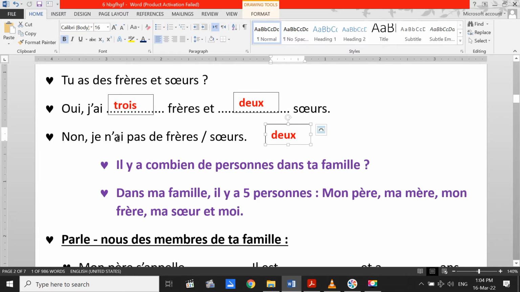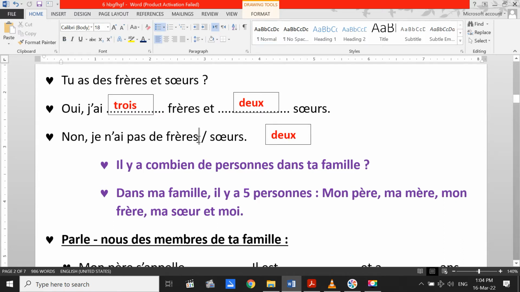Non, je n'ai pas de frères. If you don't have brothers or sisters, you can say non, je n'ai pas de frères. I don't have any brother, or I don't have brothers. Or if you don't have sisters, you can say je n'ai pas de. We cancel frère and replace it with sœur. Je n'ai pas de sœur. Or you can say je n'ai pas de frère et de sœur. Or you can say je n'ai ni frère ni sœur. I don't have brothers and sisters both. Or sisters.